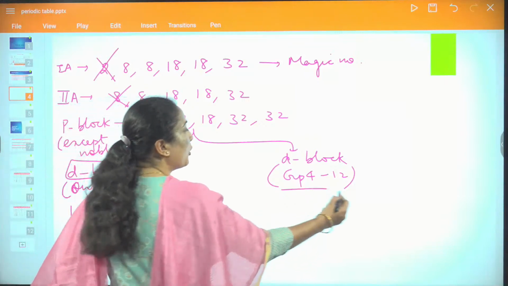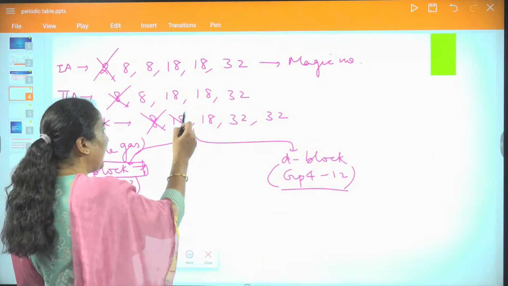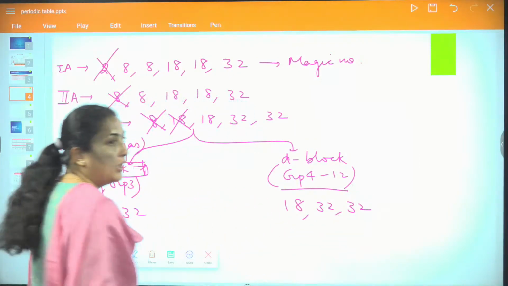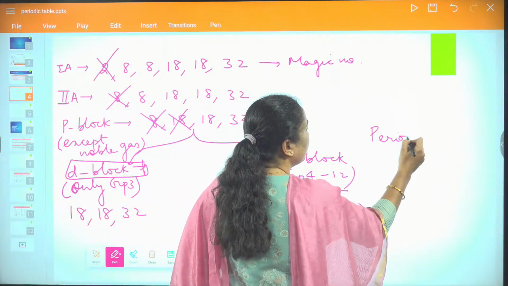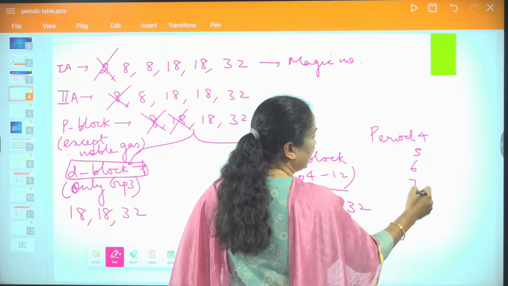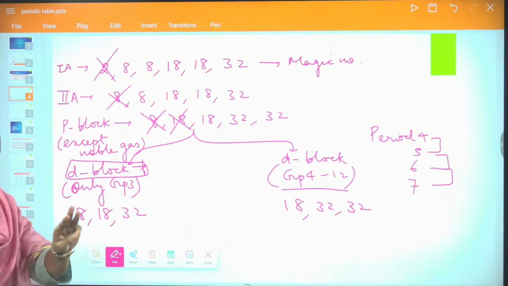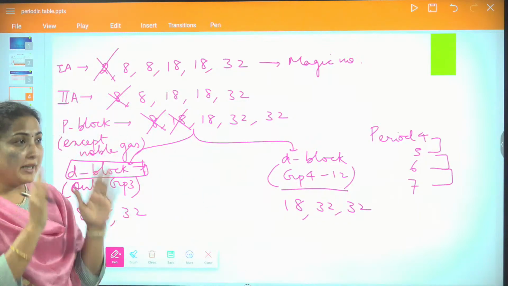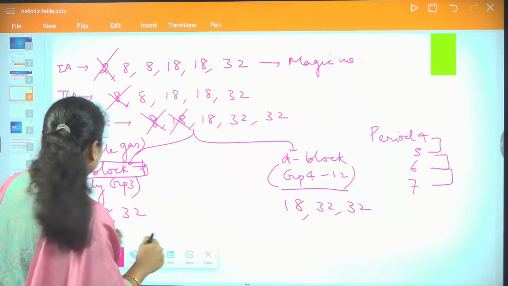Now when it comes to group 4 to 12, right? You cut across one more 18 and you'll be left with 18, 32, 32. Do you understand? Because the D block starts with period number 4, then 5, 6, 7. So you need one number here, one number here, one number here. That's the reason we are choosing only 3, right? I'll repeat once again so that you can relate to it, and you remember it like that only, okay?